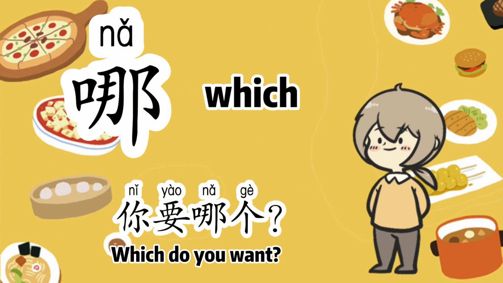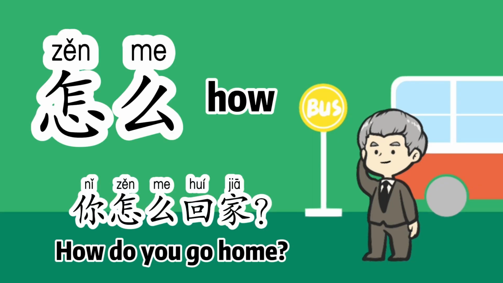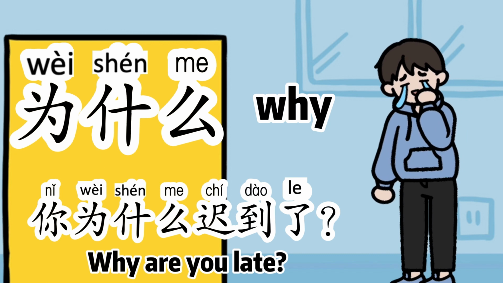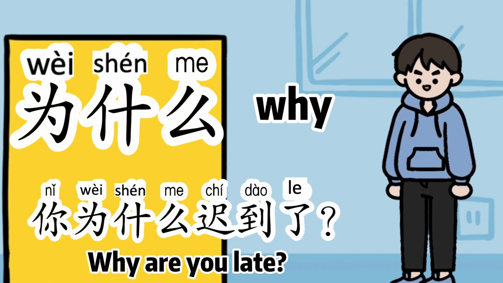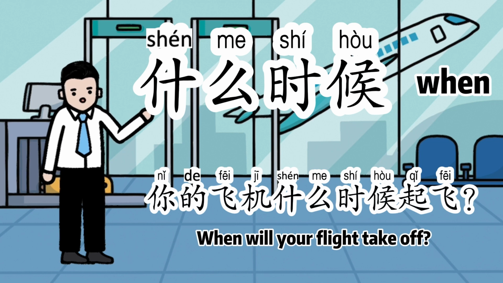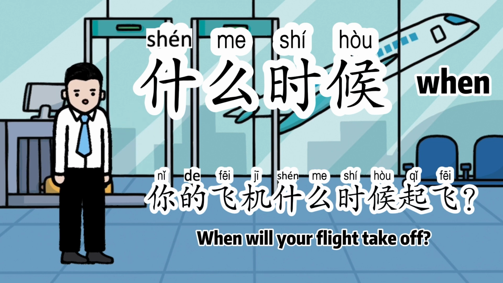你要哪个？ How? 怎么？ How do you go home? 你怎么回家？ Why? 为什么？ Why are you late? 你为什么迟到了？ When? 什么时候？ When will your flight take off?